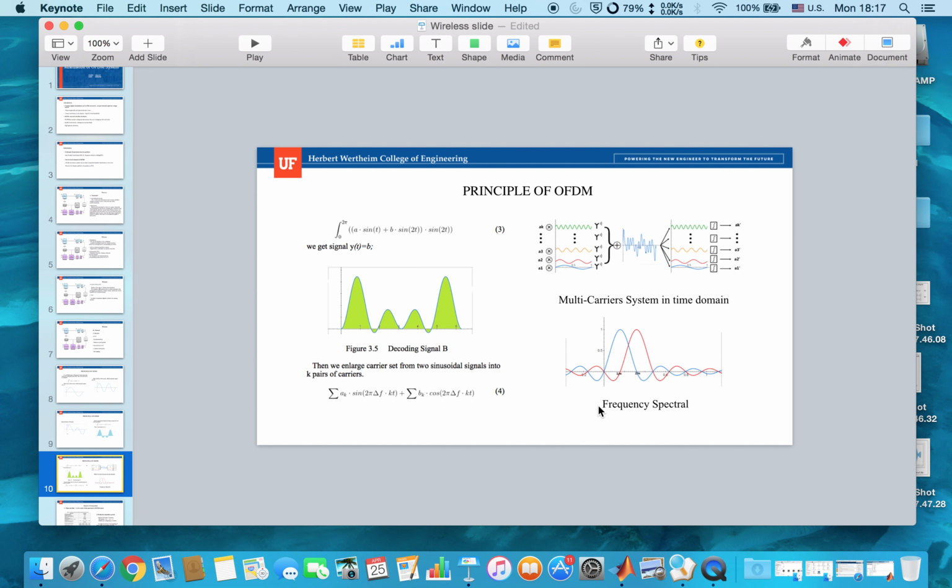And this is the frequency spectrum of the OFDM. You can see that is the frequency of sine of t, and that is the frequency of sine of 2t. That means the frequencies of the carriers can fill the whole spectrum, which makes the multi-carrier system work.